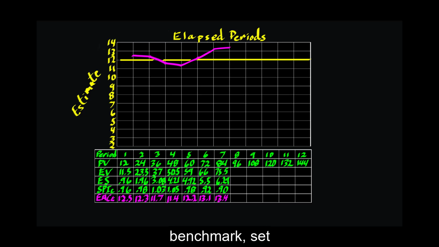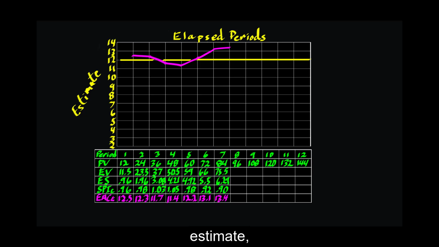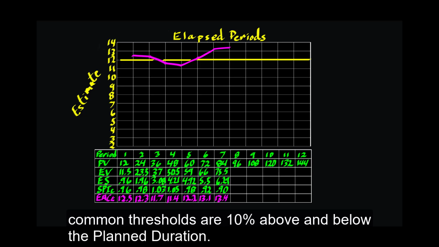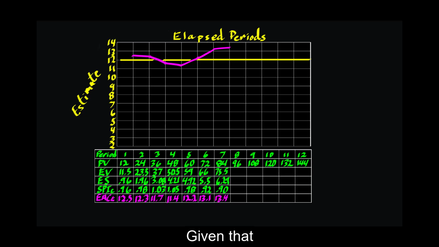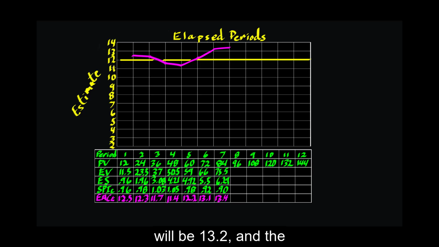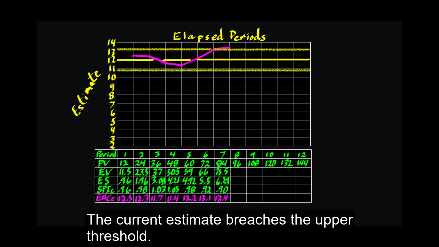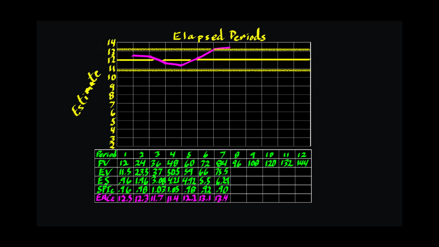Based on that benchmark, set threshold values. They come from governance documents, project plans, or contracts. For the estimate, common thresholds are 10% above and below the planned duration. Given that the planned duration is 12, the upper threshold will be 13.2 and the lower threshold is 10.8, and they look like this. The current estimate breaches the upper threshold.